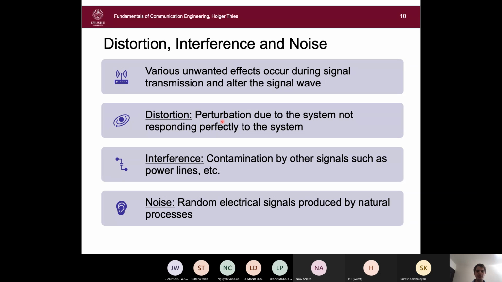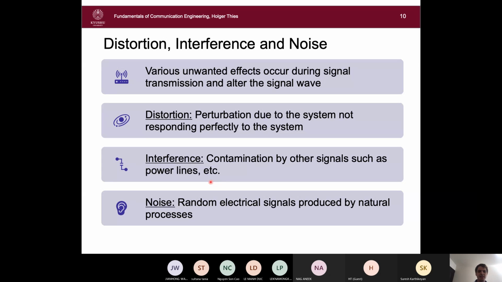So one is distortion. That means perturbation of the signal because the system, for example, the wire, is not responding perfectly. Maybe we send out some signal, and then there will be some time delay until the wire responds, or until the system responds, and this is called distortion.